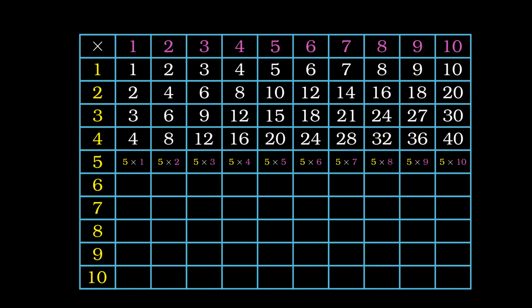When multiplying numbers by 5, counting by 5 will do the trick again, and it's even easier this time, as all the numbers we're looking for end in either 5 or 0.